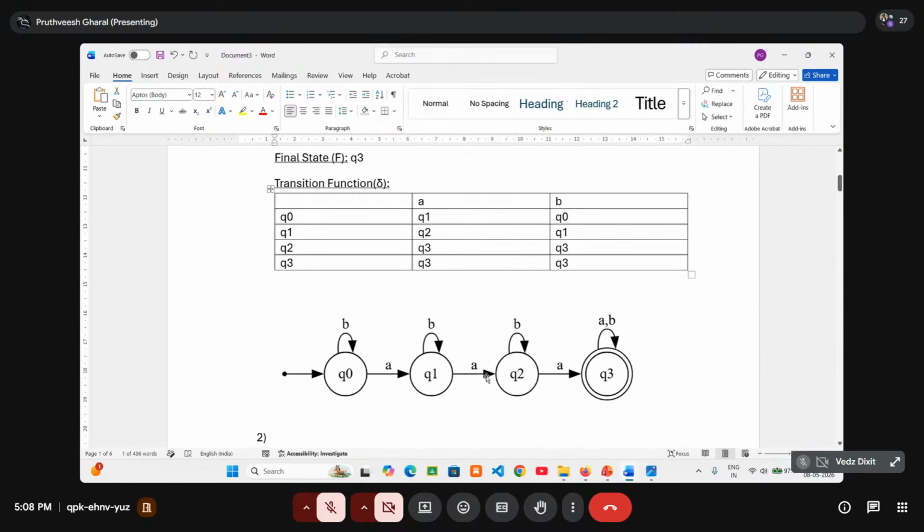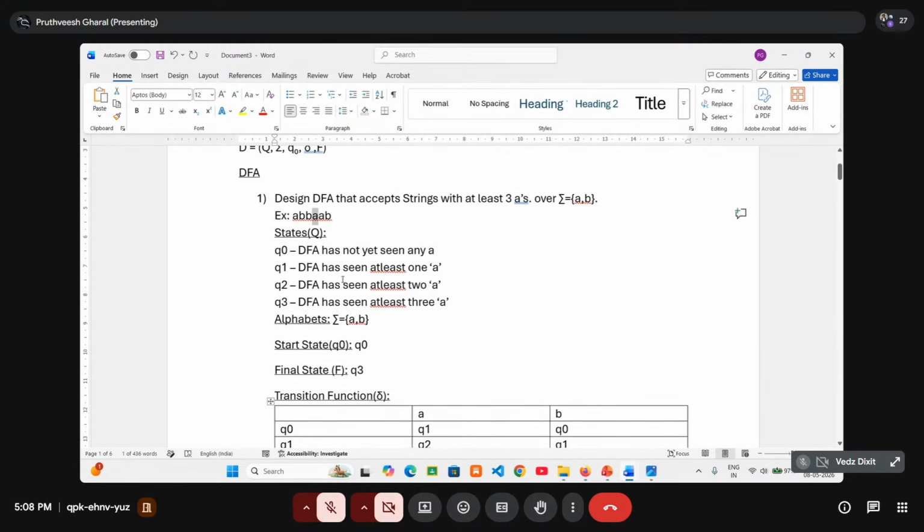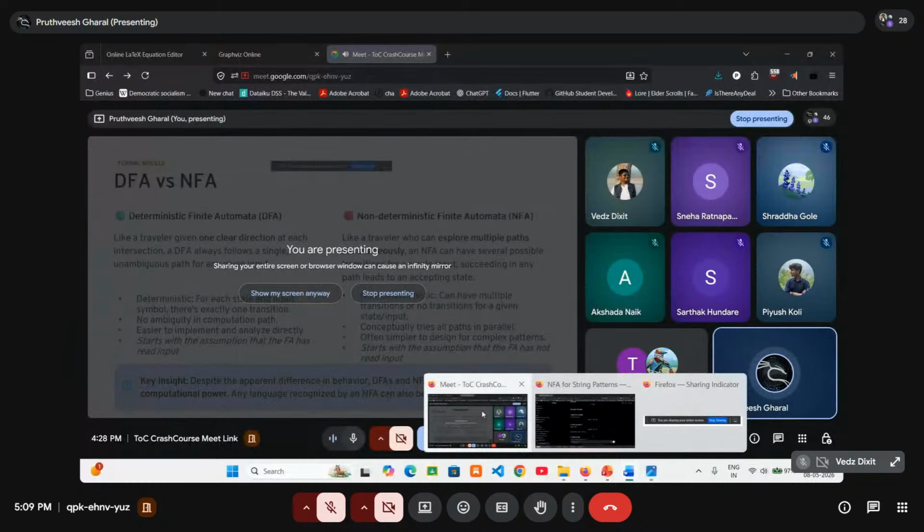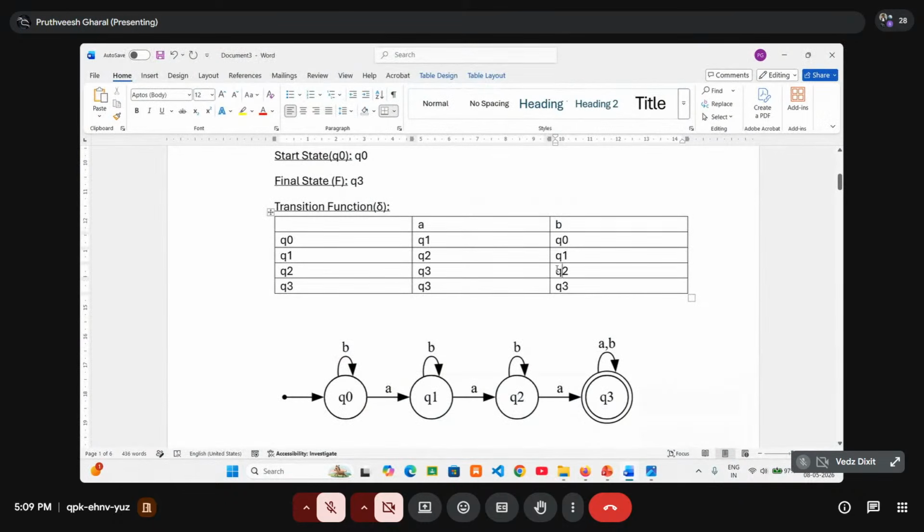It reads the next input A. It will move to state Q2 because now it has read two A's. We know that it should move to state Q2. And it reads the next input A. So now it has read three A's. We know that it should move to Q3. That's why we have written here that Q2 on receiving input A will move to Q3. And if the machine is in Q2 and it receives an input B, we know that it will stay in Q2.